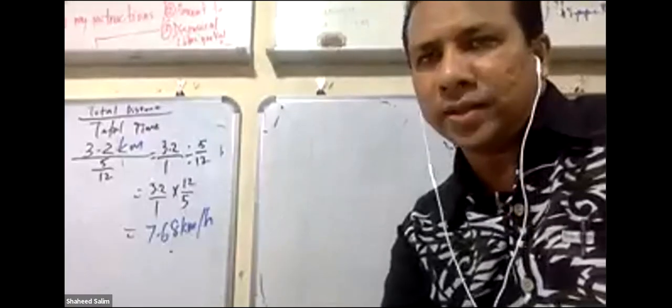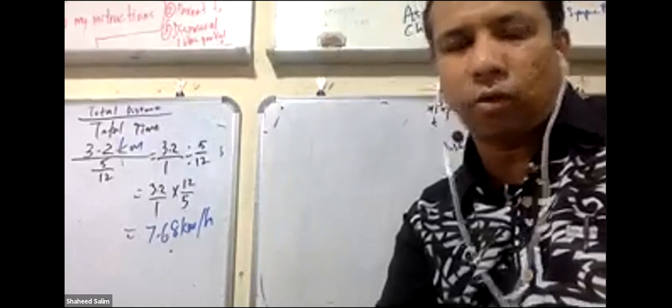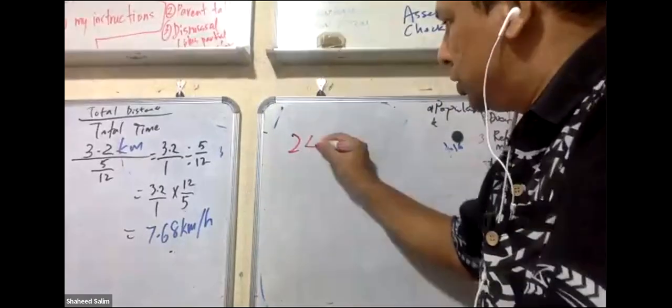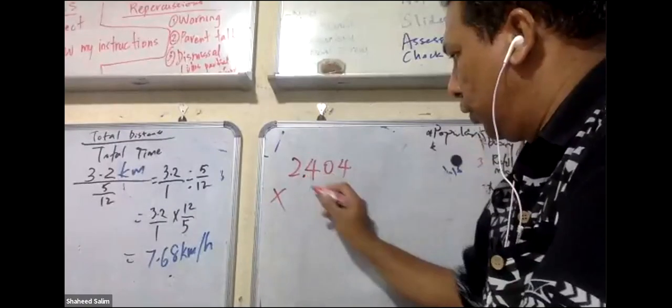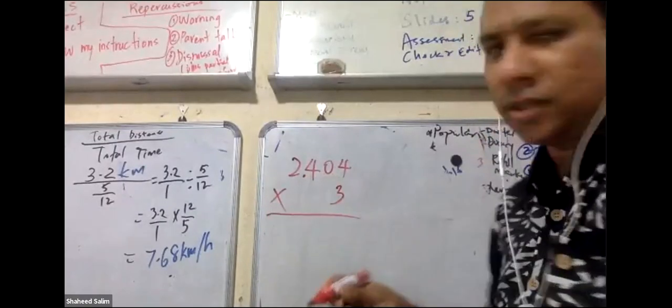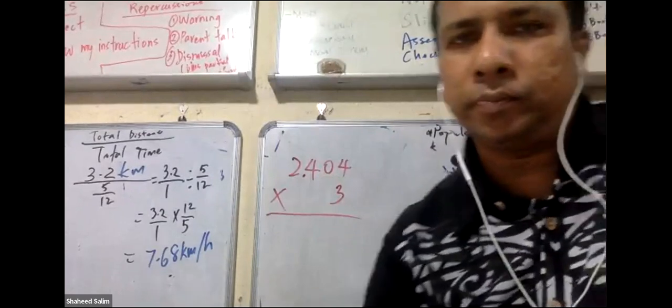No problem, no problem. Okay, we are doing question number 4. 2.404 times what? What's the number? I've got to see. 2.404 times 3. What is your answer for question number 4, paper 1, Miss Sophia?